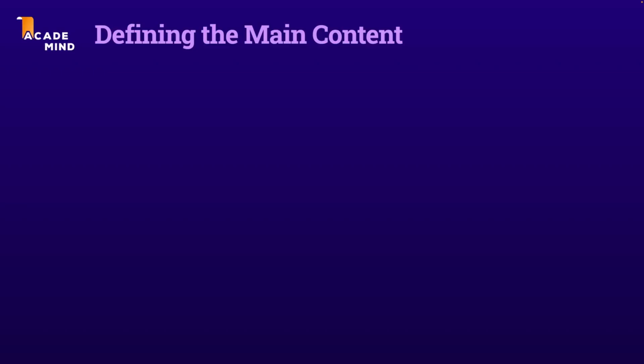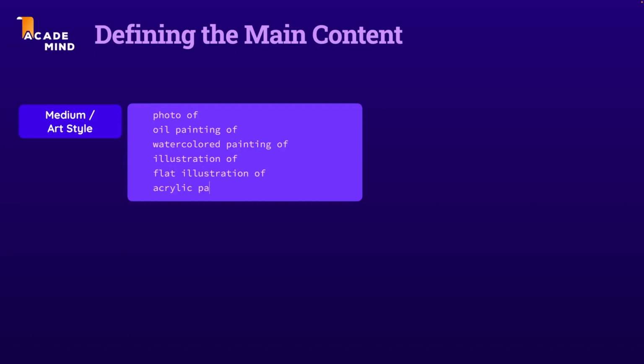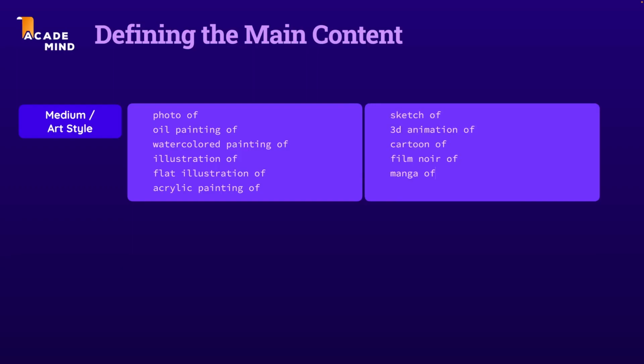Let's get started with our main content areas, and here with the first one, the medium or the art style. As said, this defines how the image was generated, and one of the most used examples here is obviously the photo, as it's really impressive. But we have much more than a photo. We could create an oil painting, an illustration, a flat illustration, an acrylic painting, or to give you more at hand, a sketch, a 3D animation, or an 8-pixel art. There are plenty of other options available, so you can be very creative here.